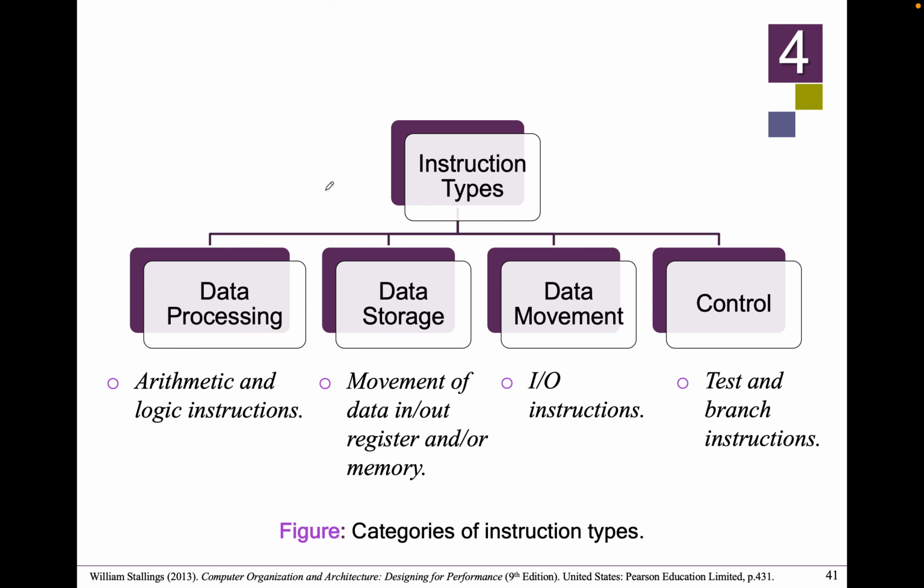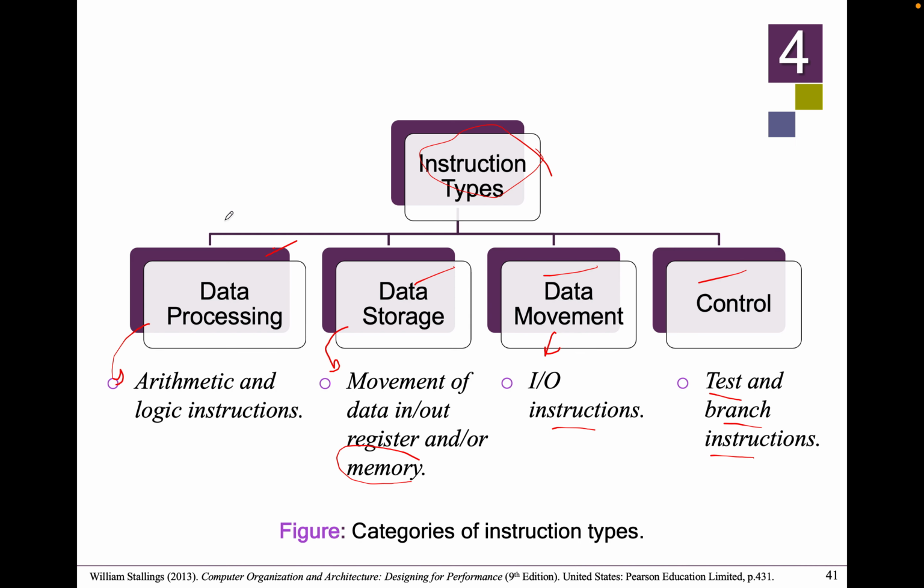So under your instruction type, you're going to have four types. Data processing is used for your arithmetic and logic instructions. Data storage is used for the movement of data in and out of registers, or even your memory. Data movement depends on your input-output instructions. And lastly, control is for test and branch instructions. So these are all four types of instruction you need to know.